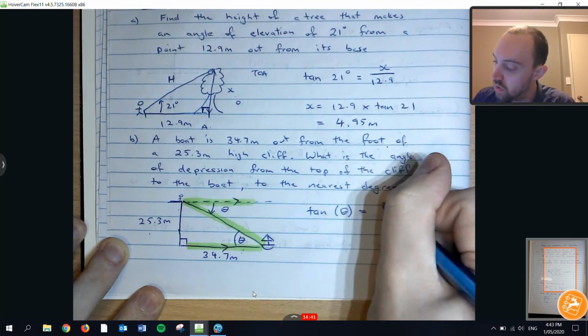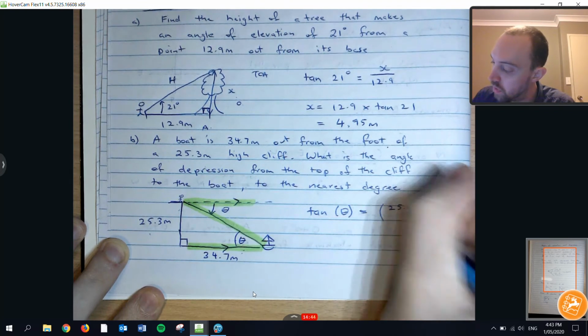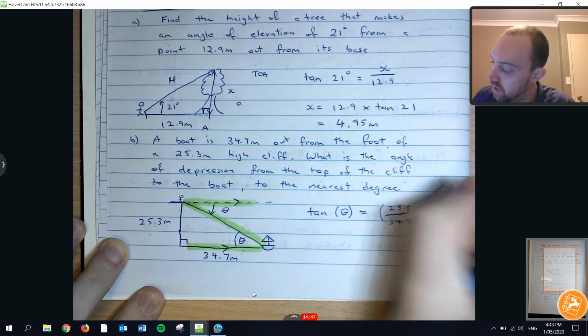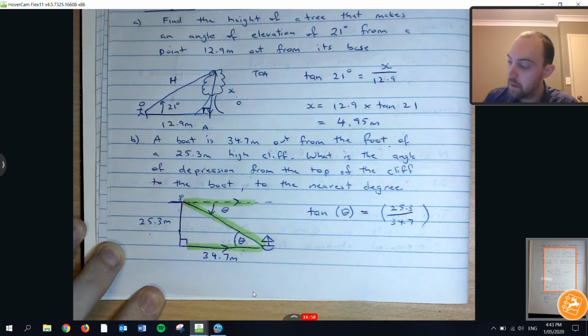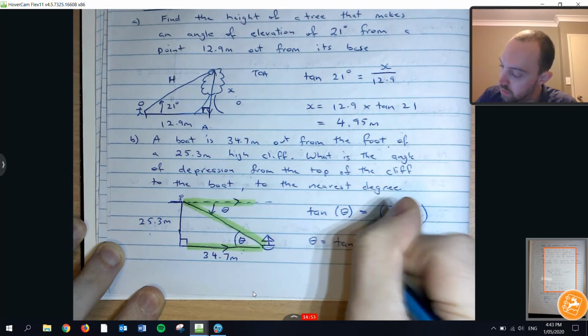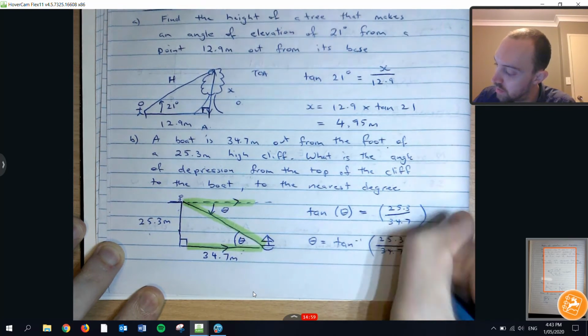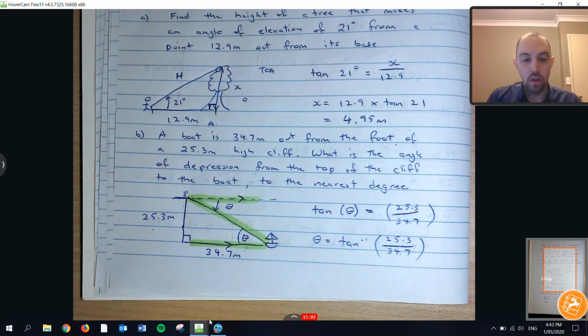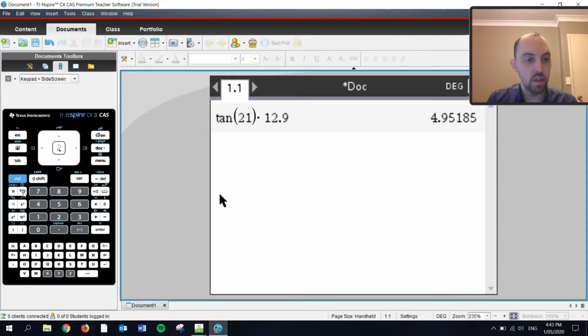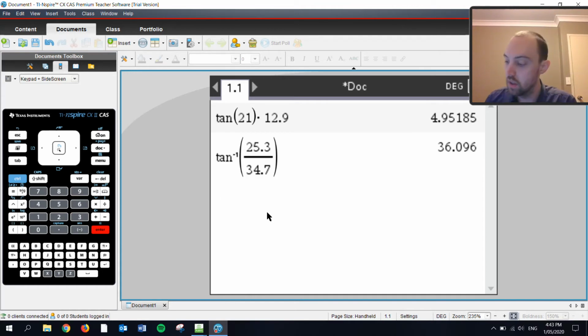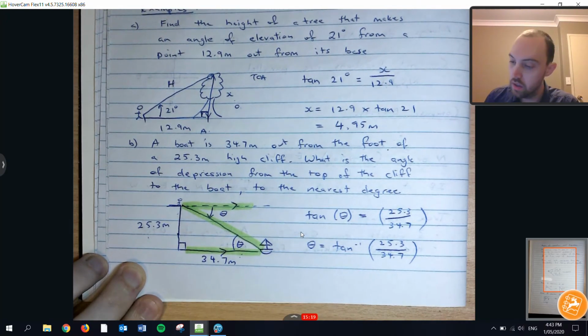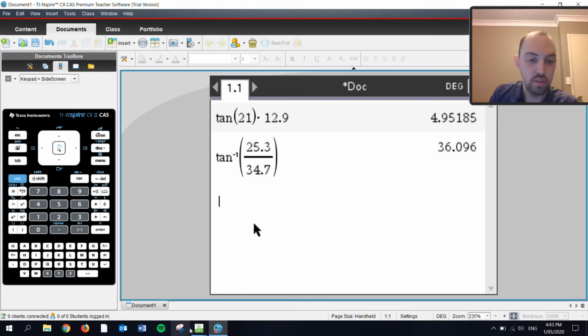You could think about it in the opposite way, but this is how the question is phrased. Tan theta is equal to opposite 25.3 over adjacent 34.7. So theta is equal to tan to the negative 1 of 25.3 over 34.7. Back to my calculator: tan to the negative 1, 25.3 divided by 34.7. And the question has asked us to go to the nearest degree, which is 36.